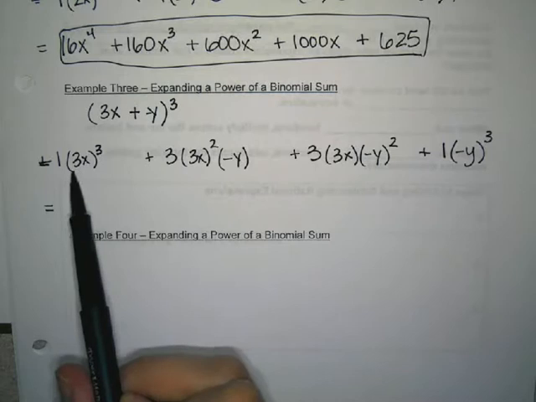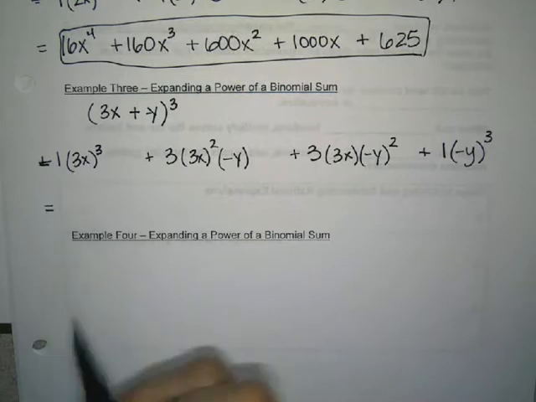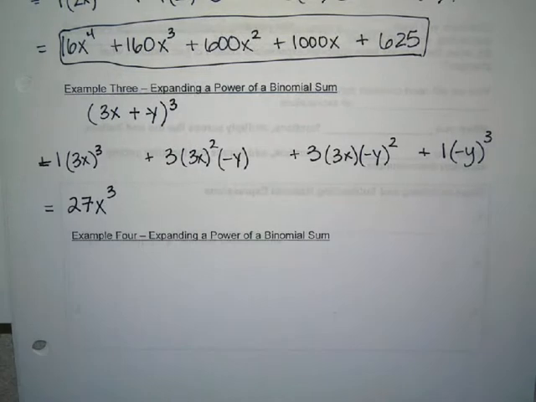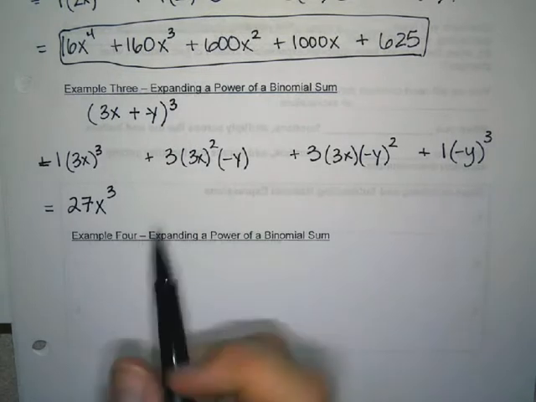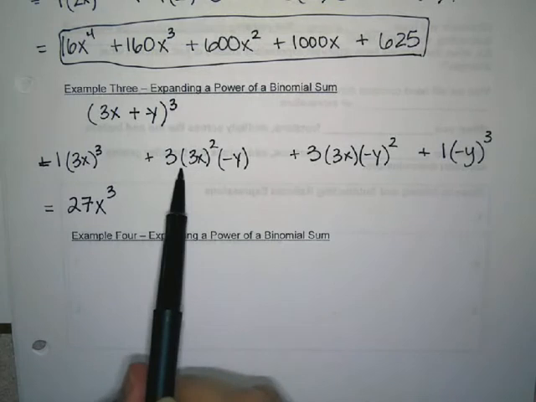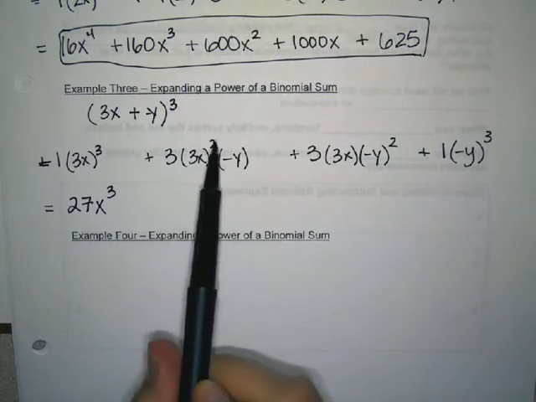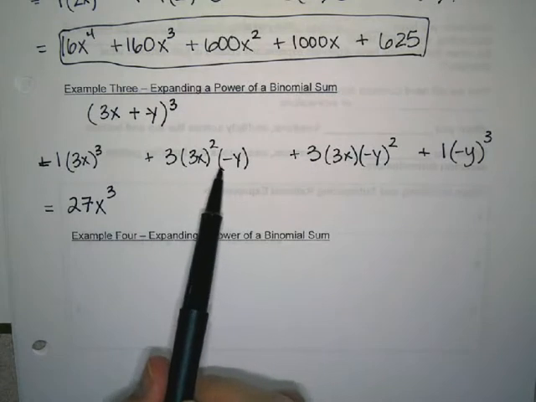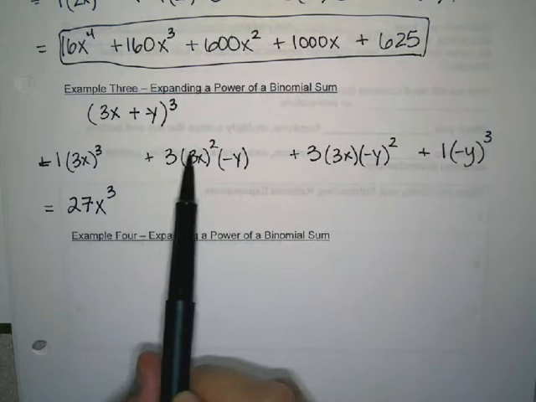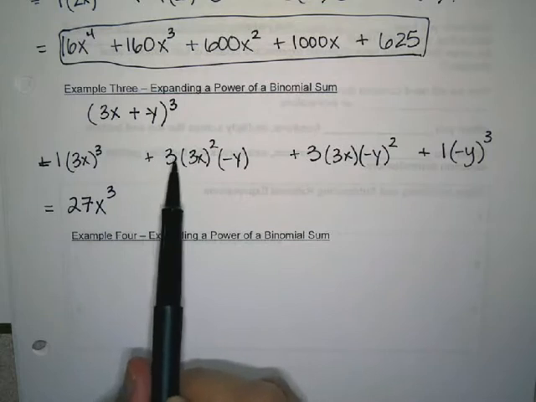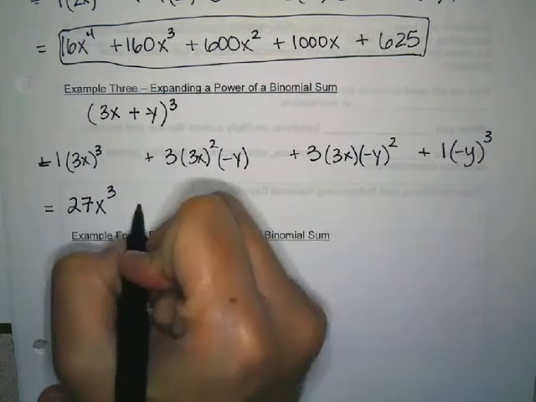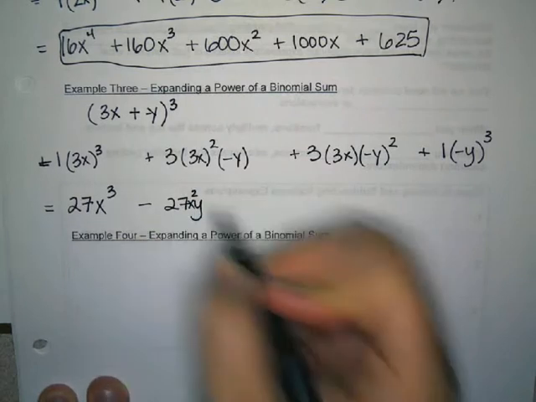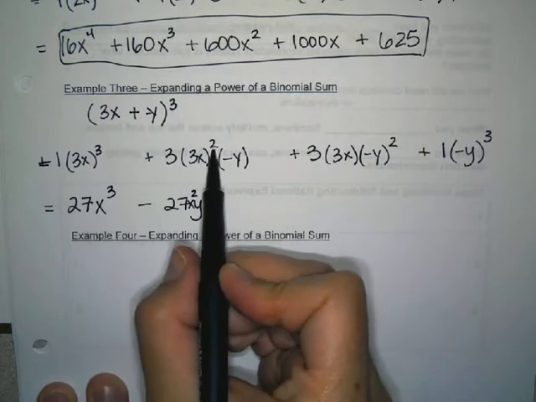In the first term here, all I have is 3 cubed. What's 3 cubed? 27. So we have 27x cubed as my first term. And then in the second term, I have 3 squared, and I have a negative 1. That's what you have to treat your negative as. So if I have 3 and 3 squared, that gives me 9 times 3, which is 27, times the negative would give me negative 27x squared, and then that y is still there.